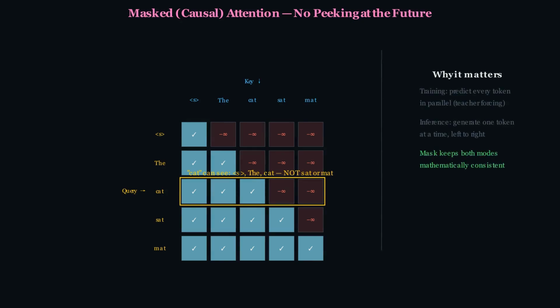During training, masking allows all positions to be predicted in parallel. During inference, generation is still sequential, one token at a time. The mask makes both modes mathematically identical.